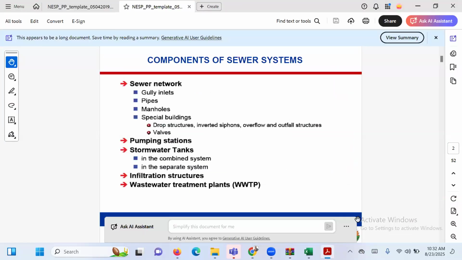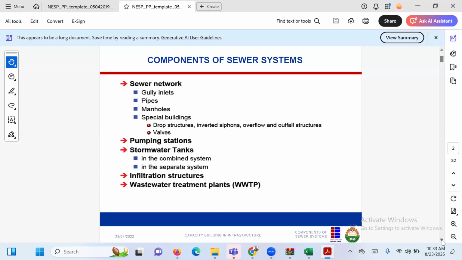Then, of course, the pumping station is usually located so that you can pump water from the lowest point to the highest point. Then you have infiltration structures. Most times, after treating your water and removing some of the BOD and COD, you can pour some on the surface so that it can infiltrate the ground, because it is safe. There's no contamination of groundwater.